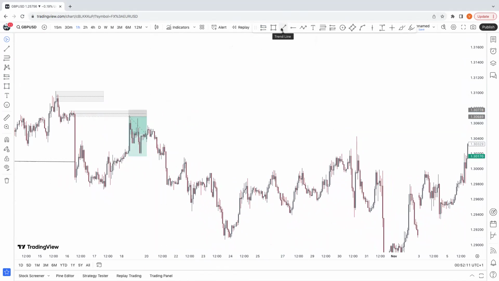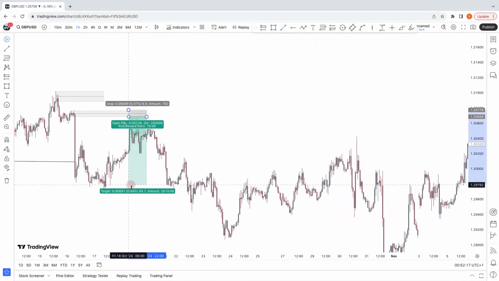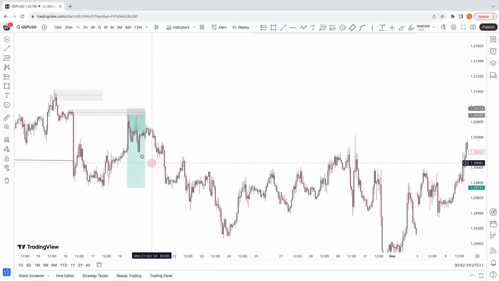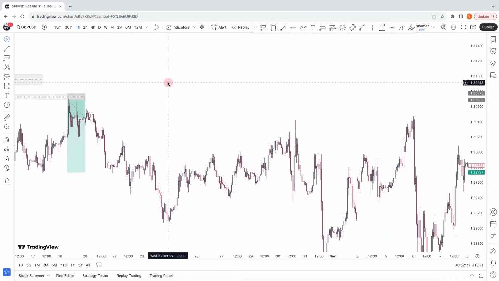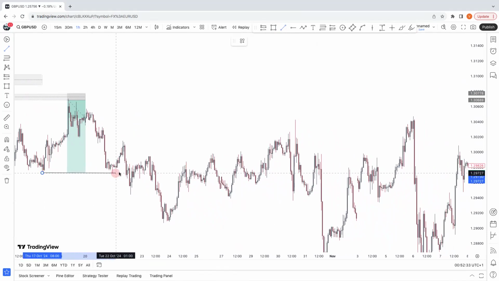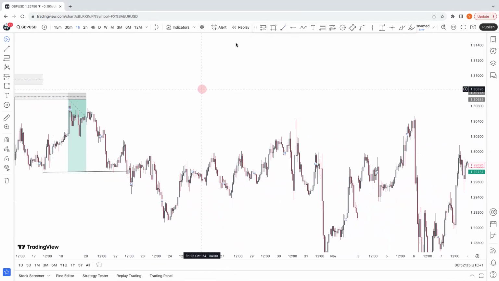And what would be our target? Our target will be this low right here. So target this low here. And that would have given us a 1:10 trade, right? That would have been a very, very good trade. And then after we get this, our new BOS, what are we looking for next? We are then looking for price to give us a new trade, right?